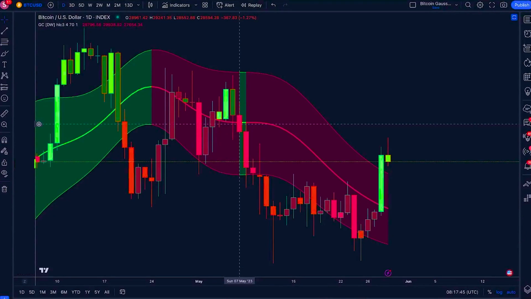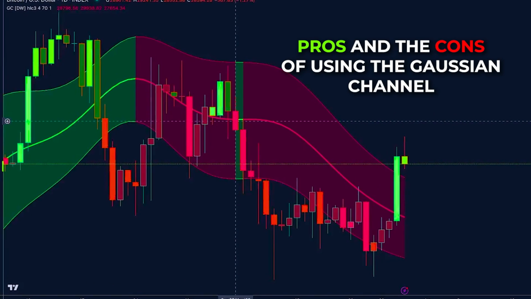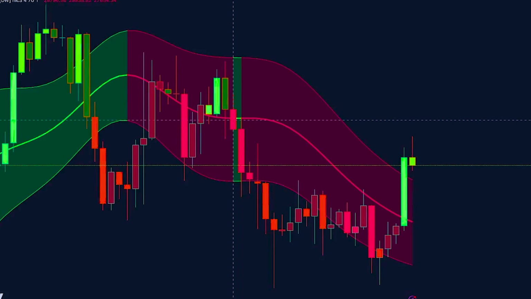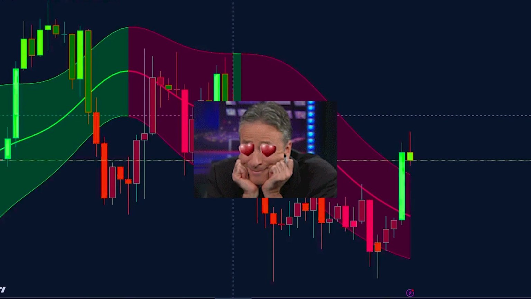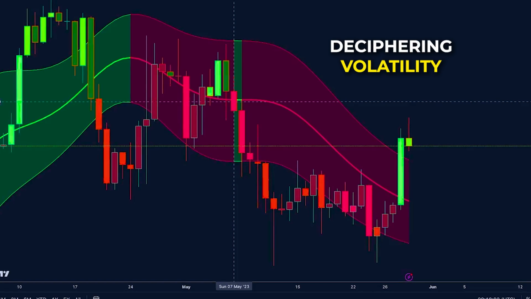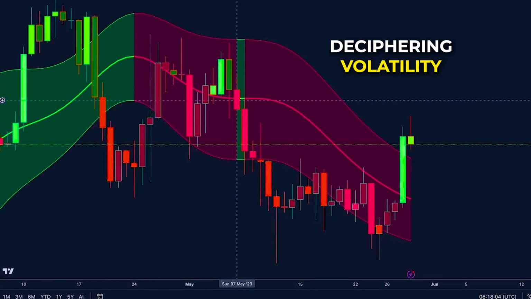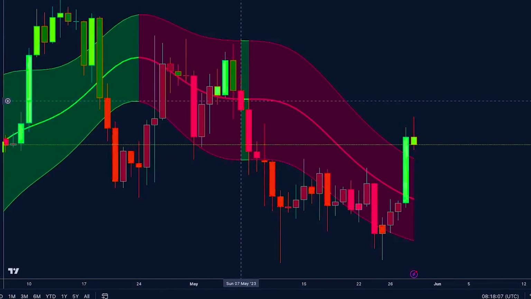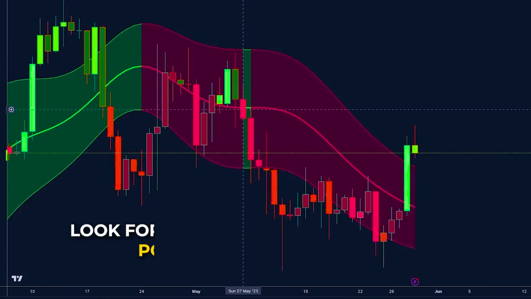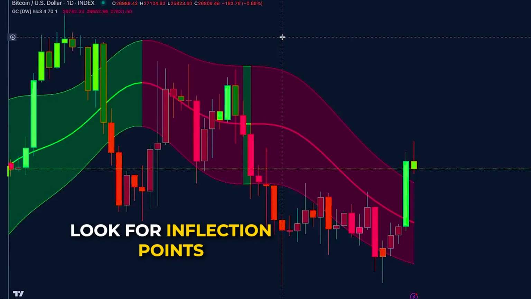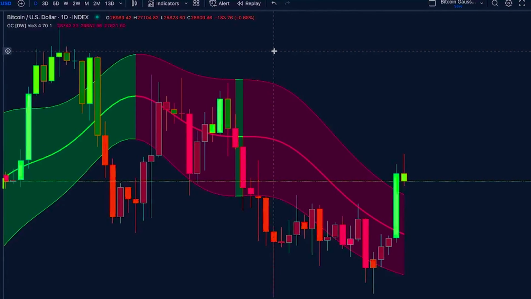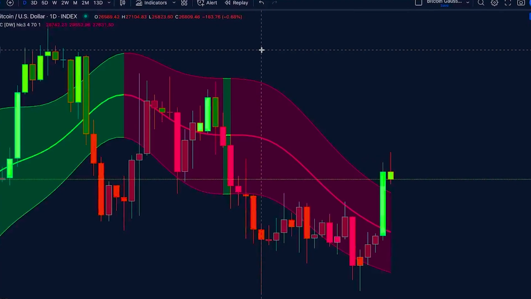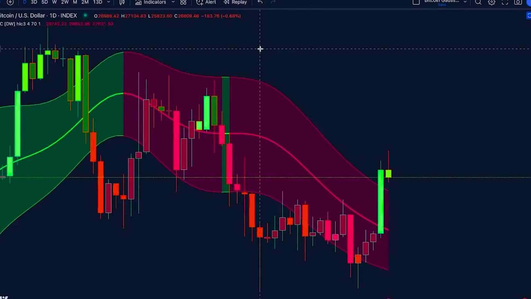Now, I want to talk to you about the pros and the cons of using the Gaussian channel. There are a few pros, there are a few cons. I personally absolutely love the Gaussian channel, and for me, the pros first and foremost is deciphering volatility. It's so hard to decipher volatility in markets, and the Gaussian channel helps tremendously there. The second thing is look for inflection points in the market, turning points in the market, going from a big, strong bear market to a strong bull market. Those inflection points, people will give their arm and leg to figure it out, and the Gaussian channel helps tremendously there.